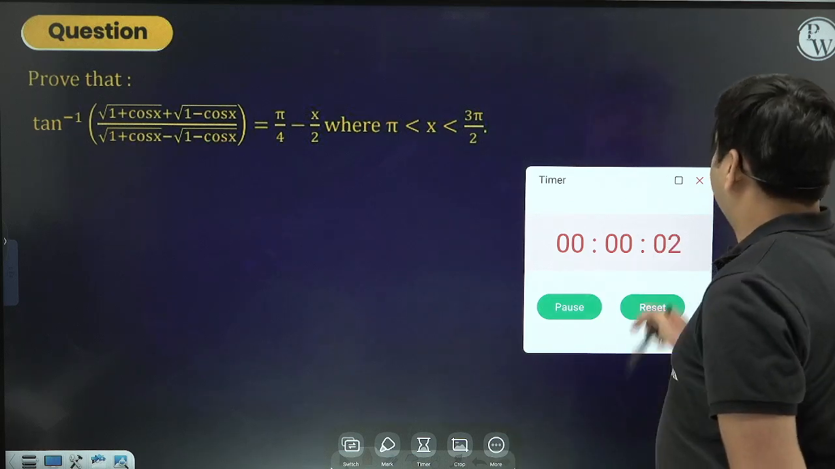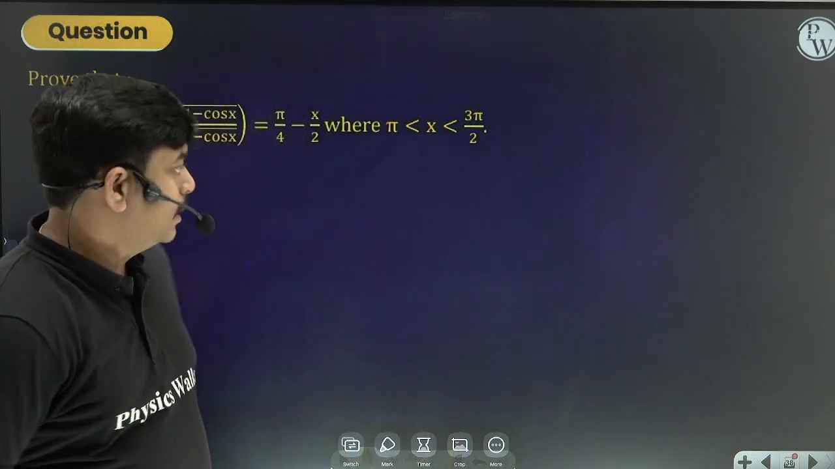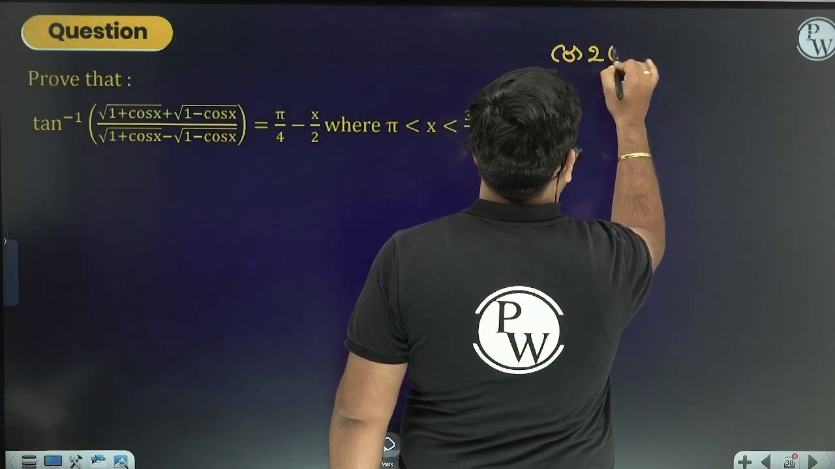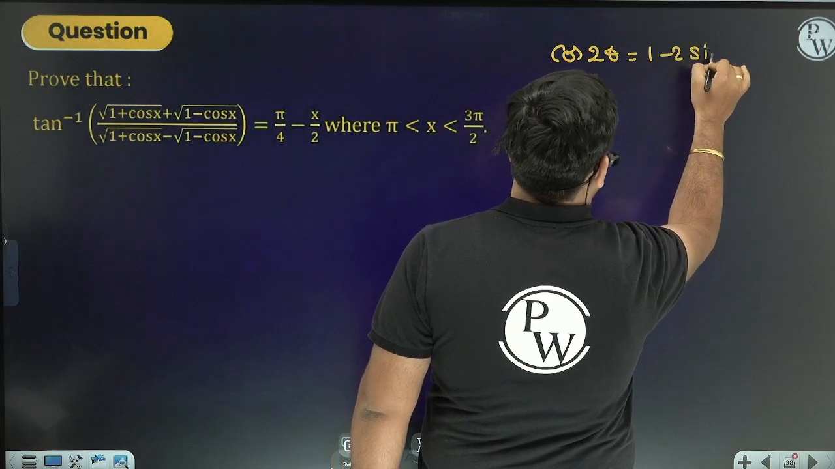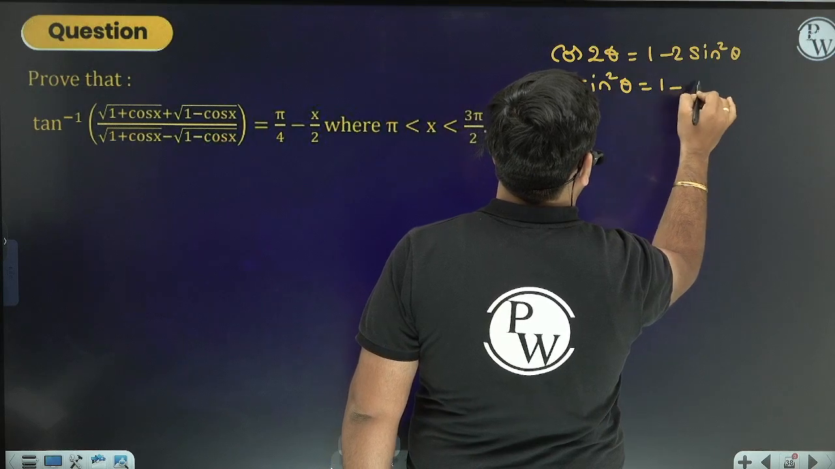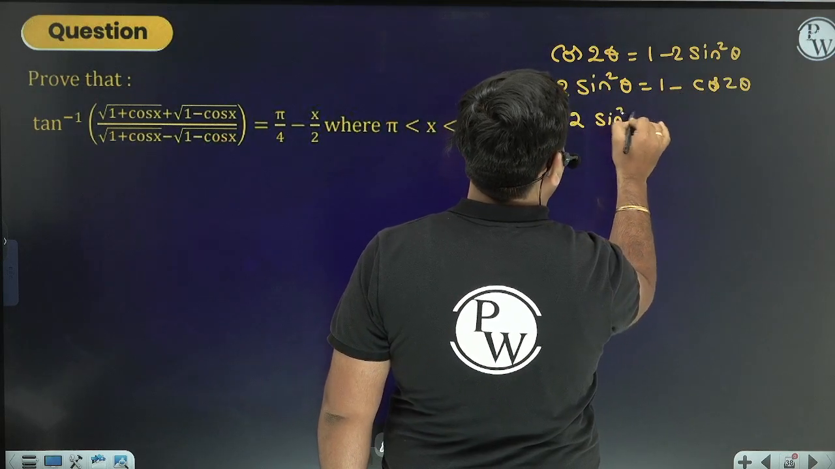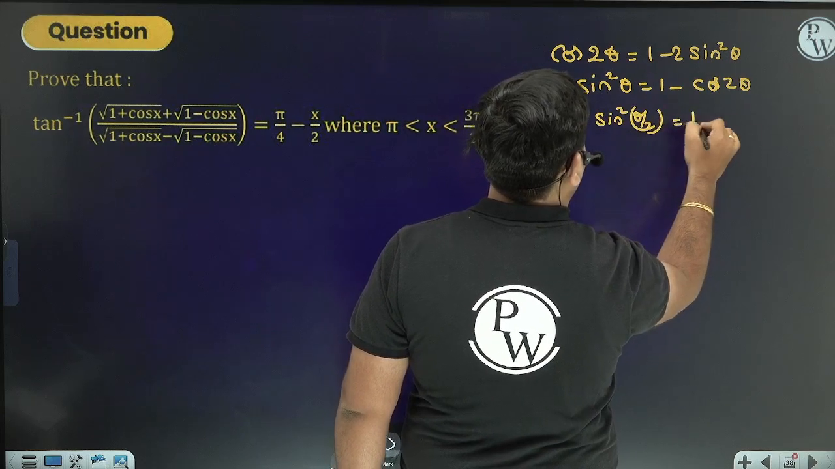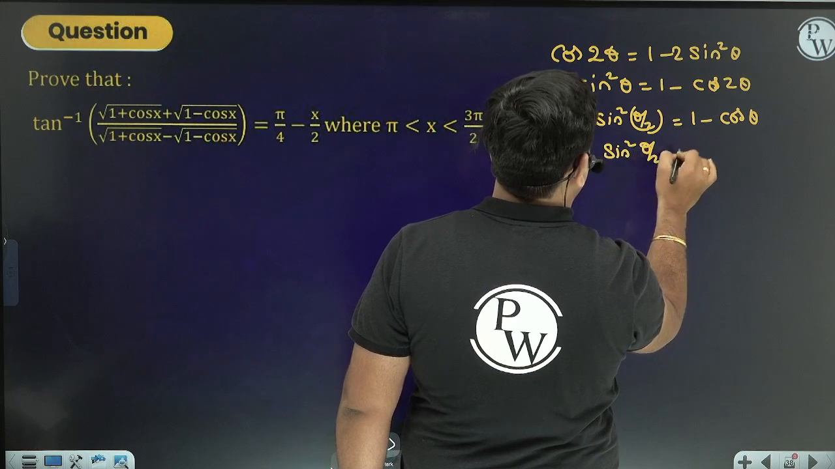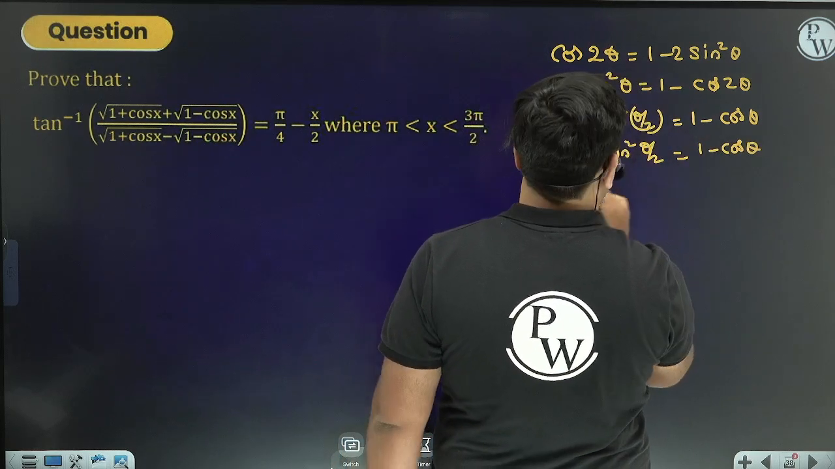All right, people. Okay, so we are done with the time. I hope you got the answer. So if we know the formula of cos 2 theta, let's say cos 2 theta is 1 minus 2 sine square theta, what do we get? The first formula we get is 2 sine square theta is equal to 1 minus cos 2 theta. Or I can say 2 sine square theta by 2 is equal to 1 minus cos theta. So sine square theta by 2 is equal to 1 minus cos theta by 2. Okay, fine, leave it.